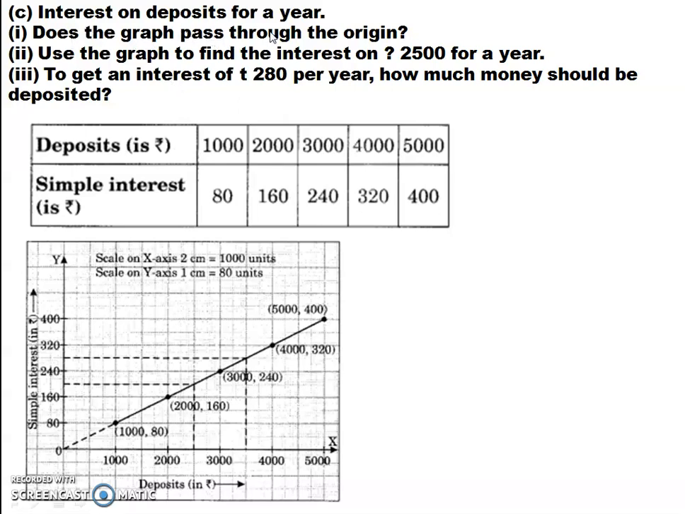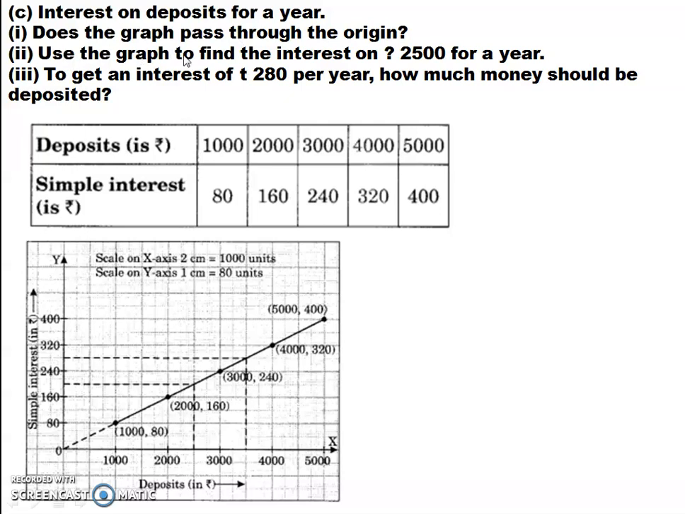Does the graph pass through the origin? What is this origin? 0 point. This is your origin, the origin of a graph. So your line starts from here. Just use your scale and pencil and stretch it with dotted lines. If your line passes through 0, the answer is yes. Now you can see your line passes through point 0. So yes, the graph passes through the origin.